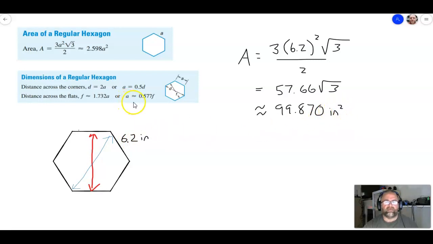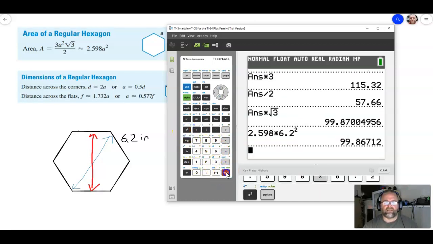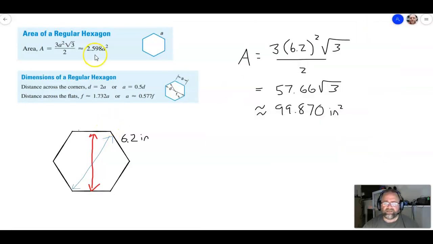And then let's say I want to use this formula here just to get that approximation, make sure that comes out to the same thing. So I could also just do the 2.598 times the 6.2 squared, just like that. And you'll see I get a value that's very close to this one here. It's an approximation, so it's normally not going to be the exact value, but it'll give me one that's close.